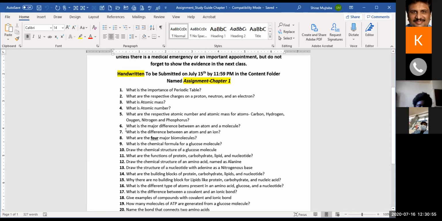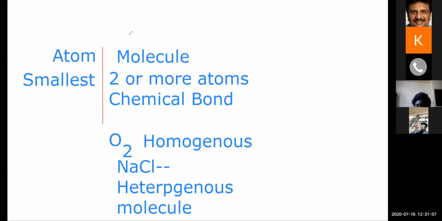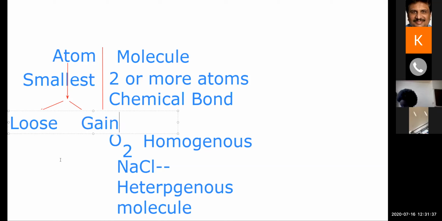Question number 7. What is the difference between an atom and an ion? So I mentioned this earlier, but I'll just say again that two things can happen to an atom. Number 1 and number 2. In number 1 situation, an atom can lose an electron. In the second situation, an atom can gain an electron.